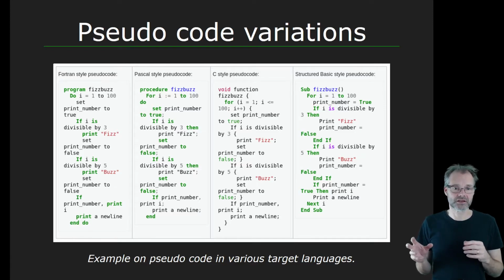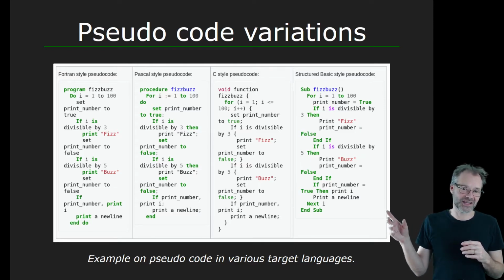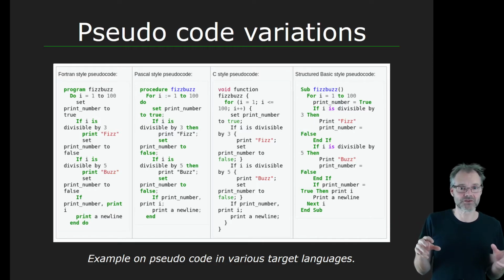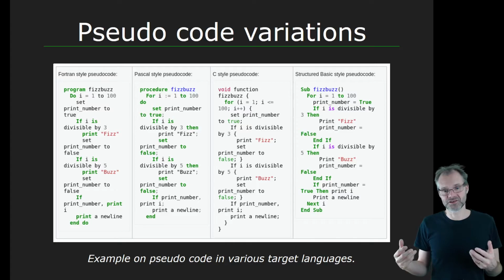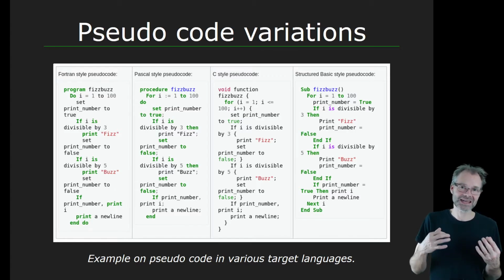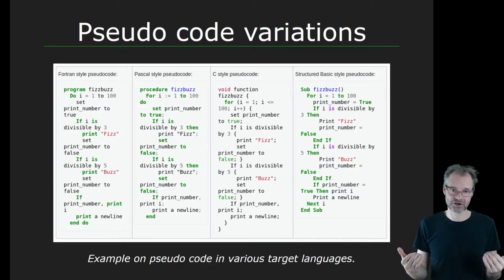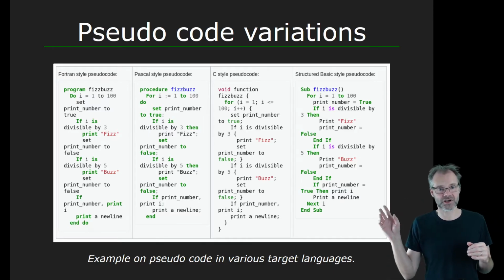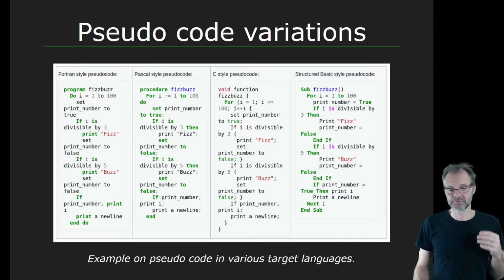We can also see here that depending on what target language I will eventually go into, there might be different ways to write this pseudocode. There is no standard for doing this. This is just to try to get on a higher level than the actual code will be like. So here were some examples in Fortran, Pascal, C, and Basic.